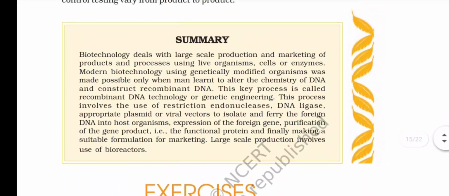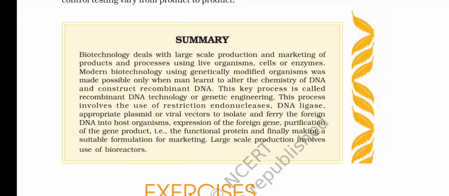Okay, so I'm going to give you a small summary of the chapter to get a whole overview. All right, let's start. Biotechnology deals with large-scale production and marketing of products and processes using live organisms, cells, or enzymes. Modern biotechnology using genetically modified organisms was made possible only when man learned to alter the chemistry of DNA and construct recombinant DNA. This key process is known as recombinant DNA technology or genetic engineering.